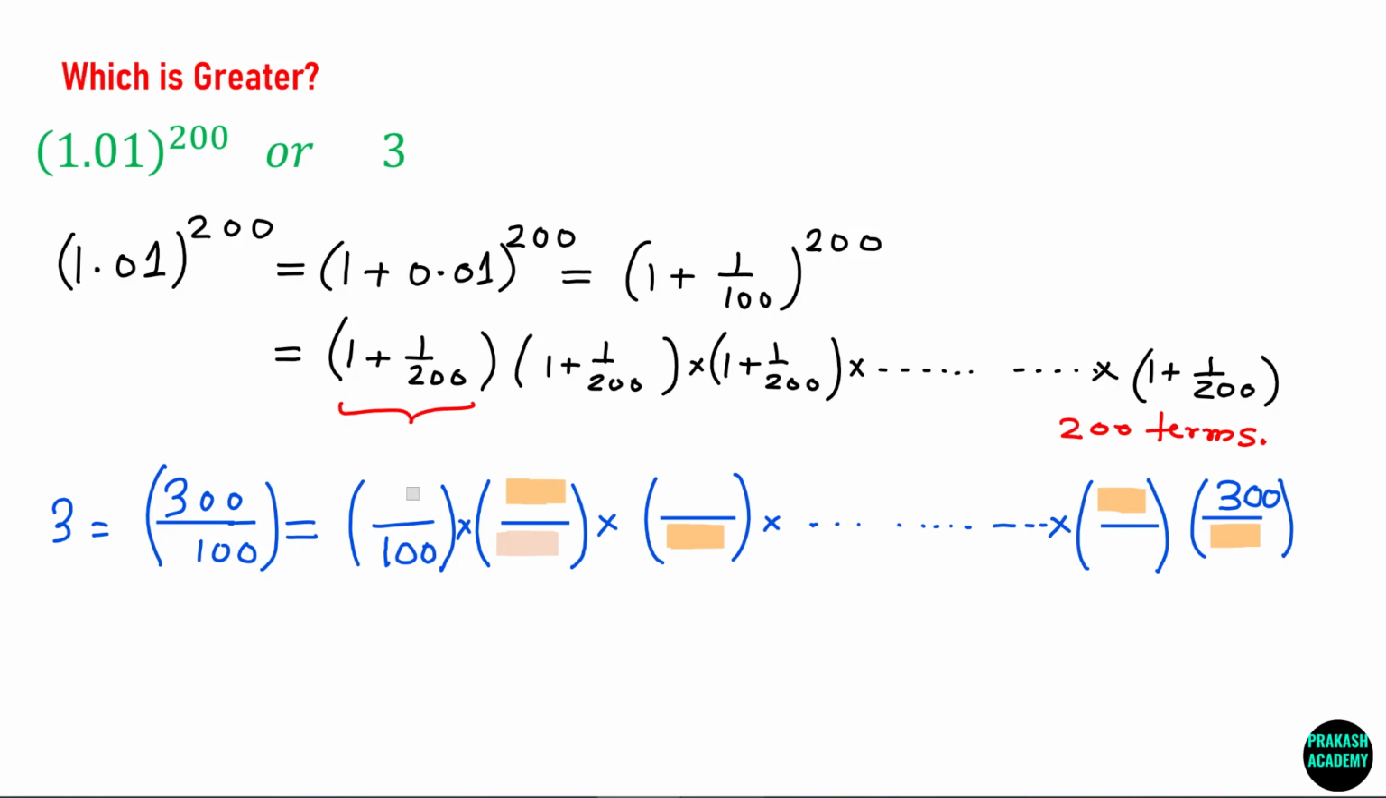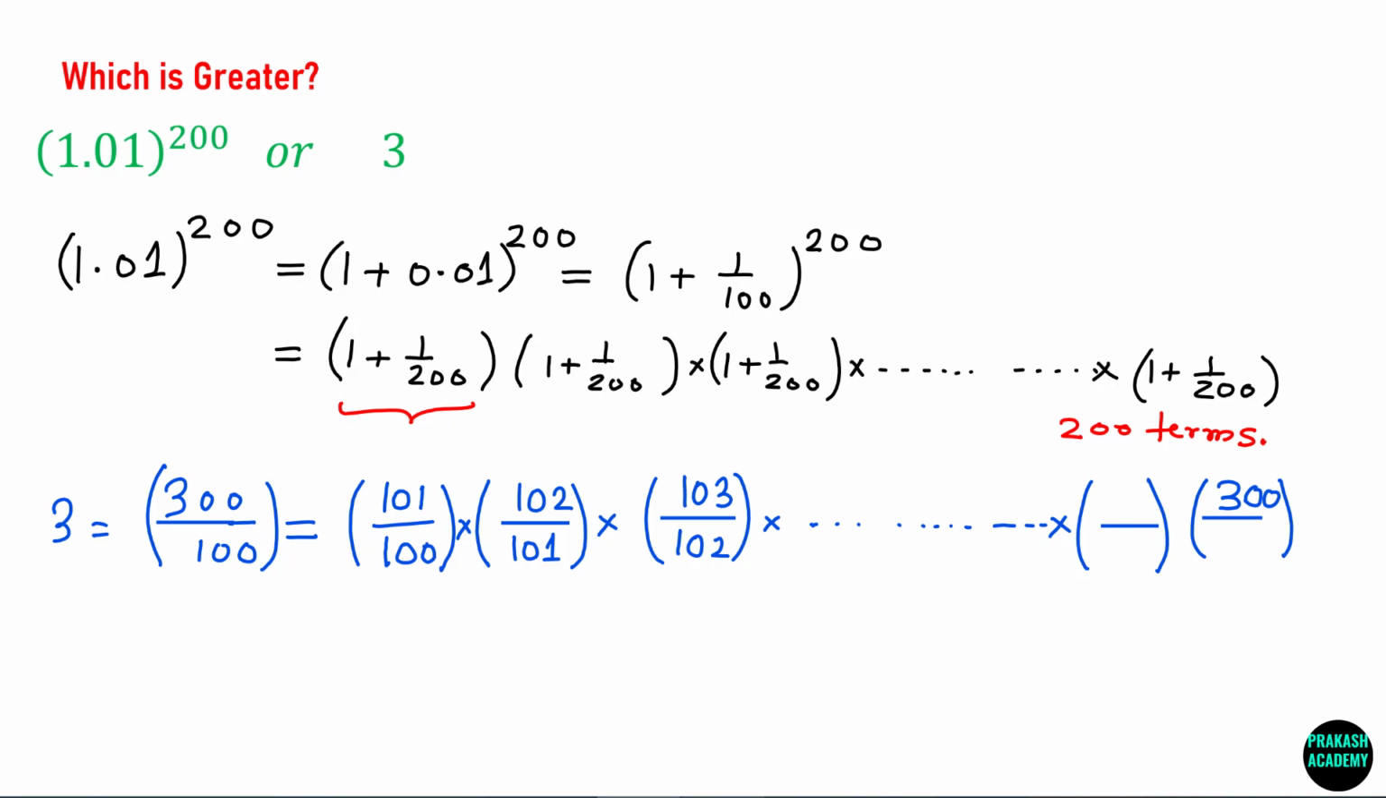So let us try to see what these numbers should be. You see, at this place I can have 101, because I need to have 200 numbers, and this will be again 101 here in the denominator, so these two will be cancelled. Now I will have 102 and 102 here, these two will be cancelled. So what we are saying is that these two numbers will be getting cancelled. 103 here, and here you will have 103 in the denominator. So this will keep going.